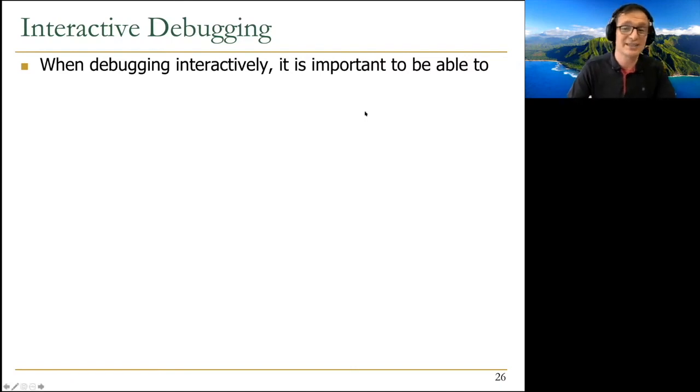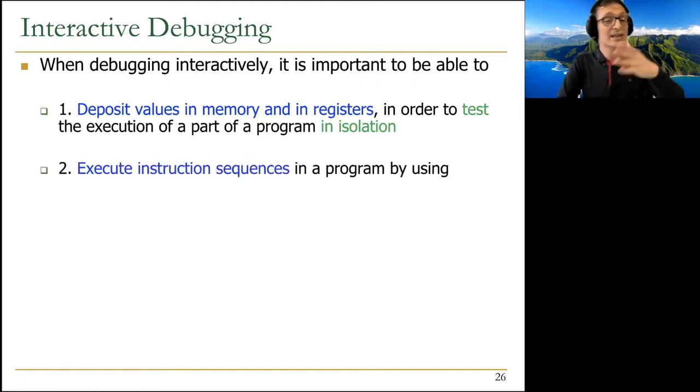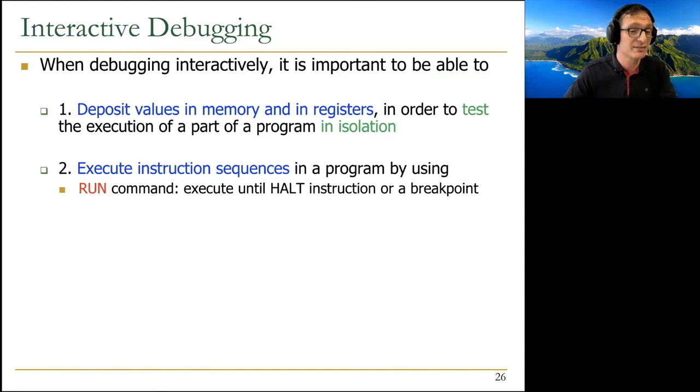When debugging interactively, it's really important for you to be able to put some values into memory and registers. You're at a very low level as an assembly programmer, right? You need to be able to test the execution of a part of a program in isolation, maybe one instruction, right? Execute an instruction sequence in a program by using the run command. So if you have a debugger that supports this, you can run instruction by instruction, right? And a run command executes until a halt instruction or until a breakpoint.